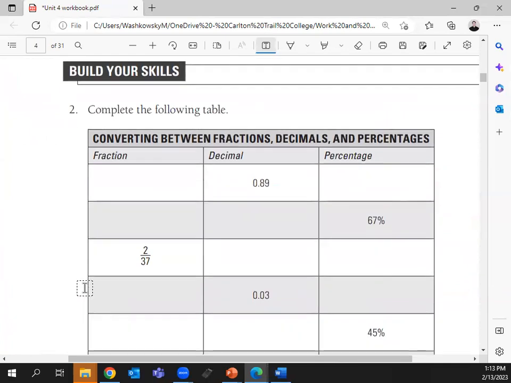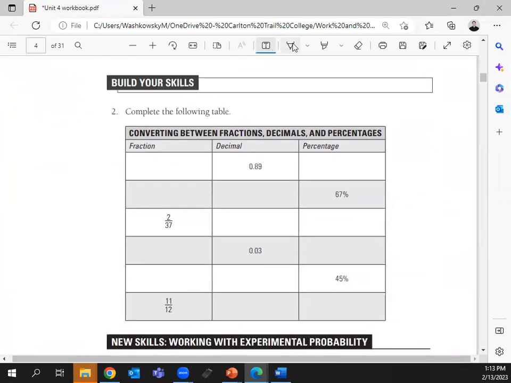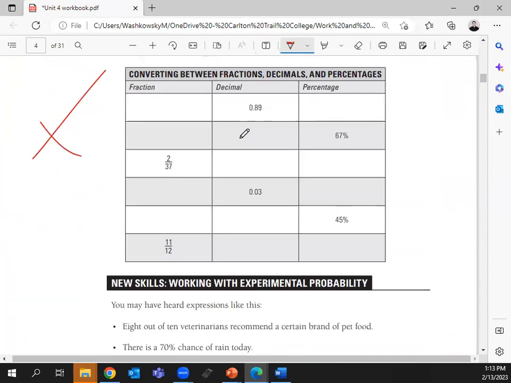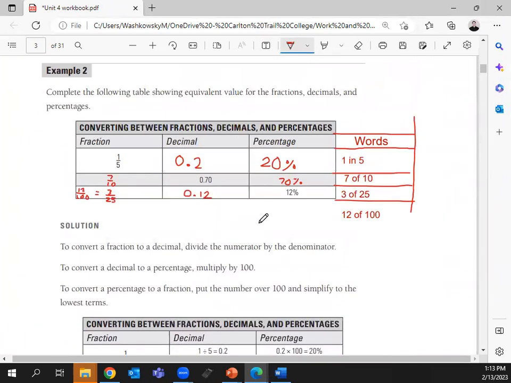So let me just kind of scroll down here. Again, we've already done, you can do this if you want. We've already done that, so that's good. 3/25, yeah.